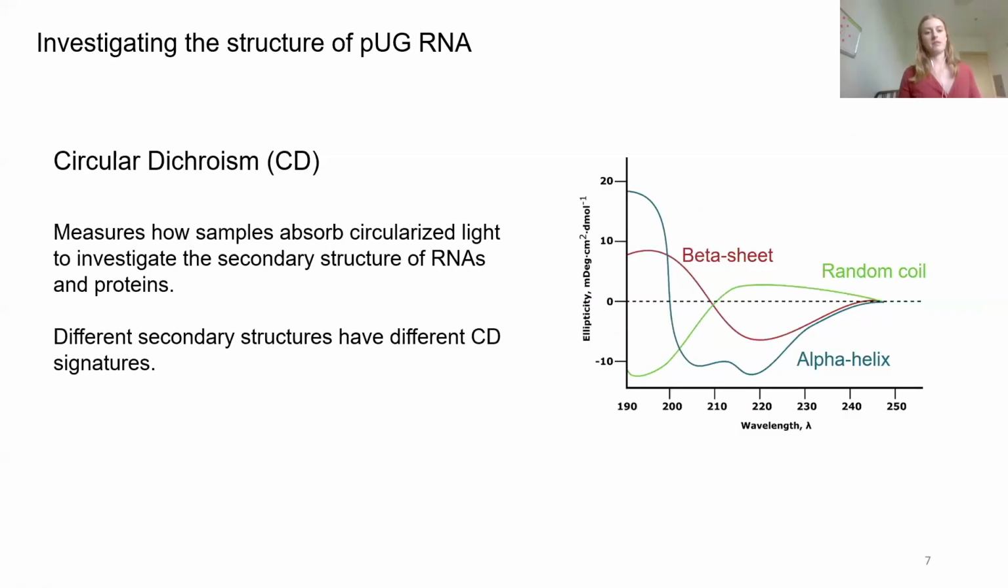And so the first method we turn to try to investigate this structure is called circular dichroism, or CD spectroscopy. Essentially how this method works is it measures how a sample absorbs circularized light, which will inform you about its secondary structure, as different kinds of secondary structures will have different CD signatures. Here I'm showing an example for proteins. You can see how a beta sheet versus an alpha helix absorbs this light differently, which can then be used to probe what kind of structures exist. And it works very similarly in RNA.